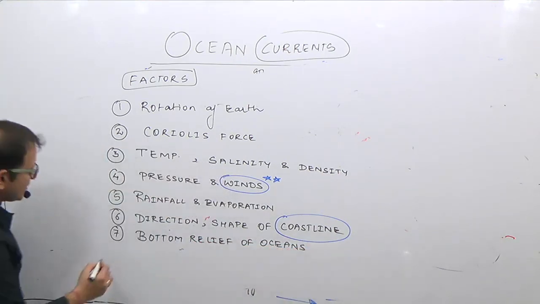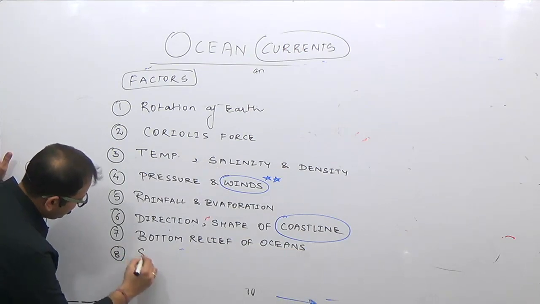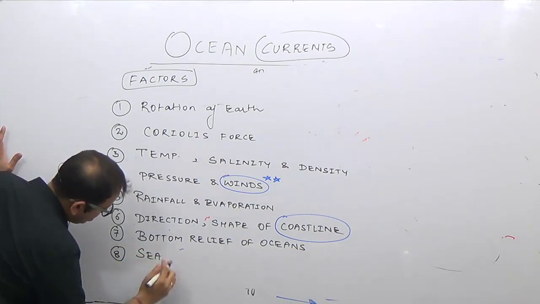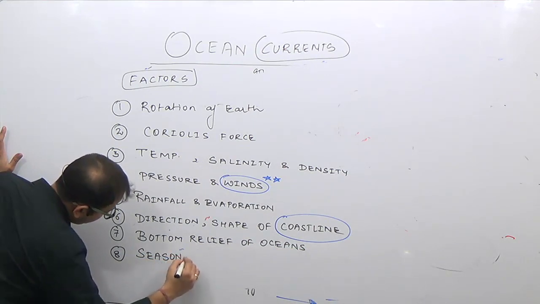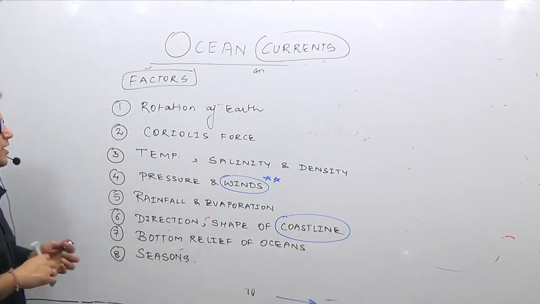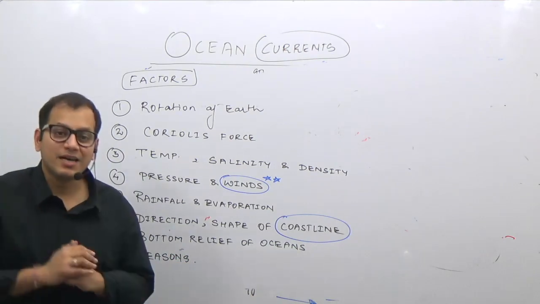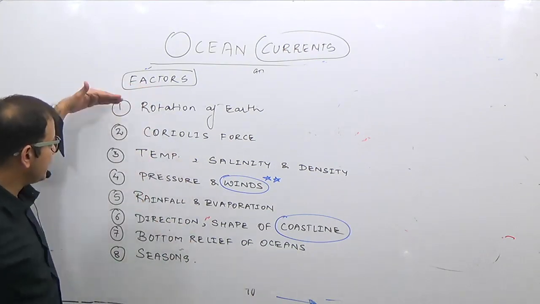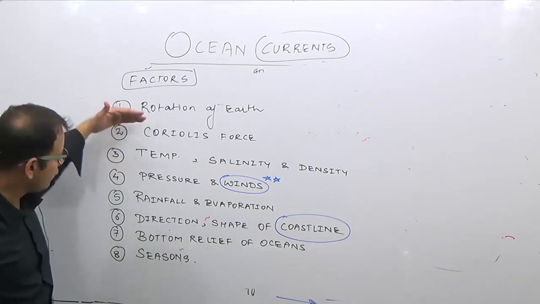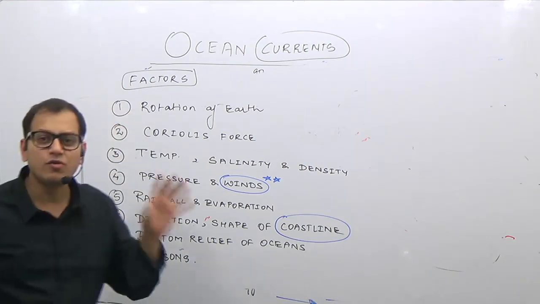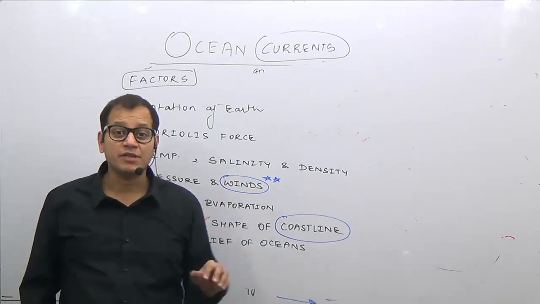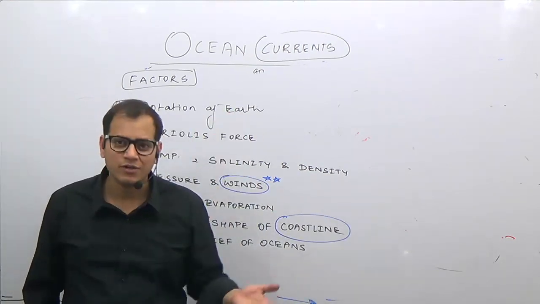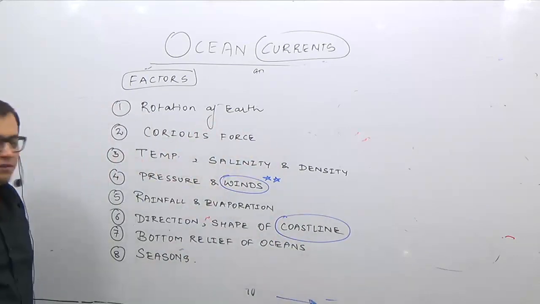And then seasonal variations. There are seasons. Seasons will influence the ocean currents. Now these are the different factors. How is the question asked? They will give you some of this, 1, 2, 3, 4, 5 or 1, 2, 3, 4, and they will ask which of the following are the factors which affect the ocean currents. A, B, C, D, A, B, C, all of the above, none of the above. So these are the factors which affect the ocean current.